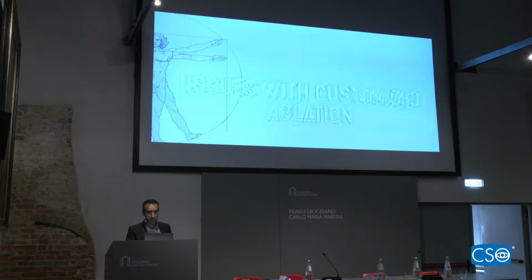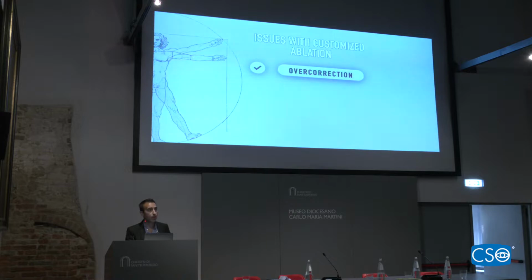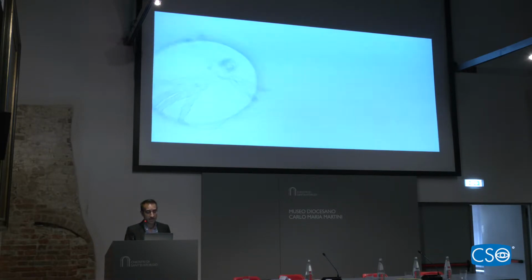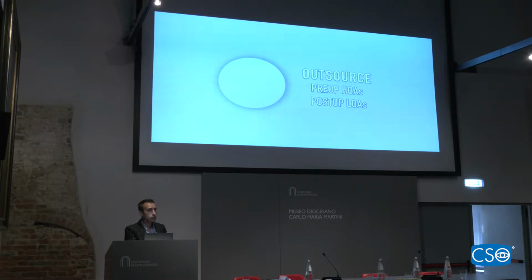So the main issues with customized ablation are: one, overcorrection; two, biomechanical insult to the cornea; three, cornea remodeling. The cornea is not a piece of plastic. And four, stromal haze. The more we ablate, the more we have stromal haze. That's why we need to really have this motto: the less the better. And in order to achieve this motto, we have to outsource our aberrations. Outsource preoperative higher order aberration and postoperative lower order aberration.